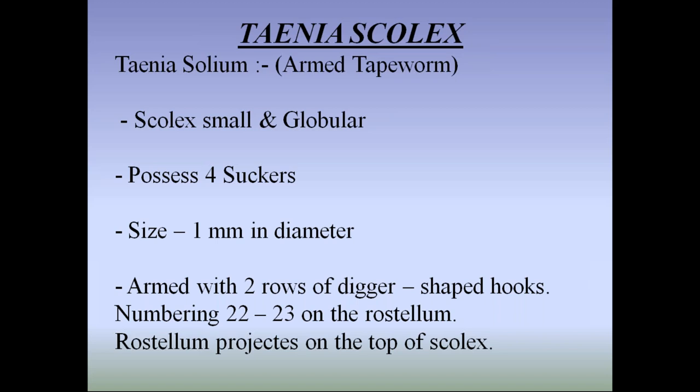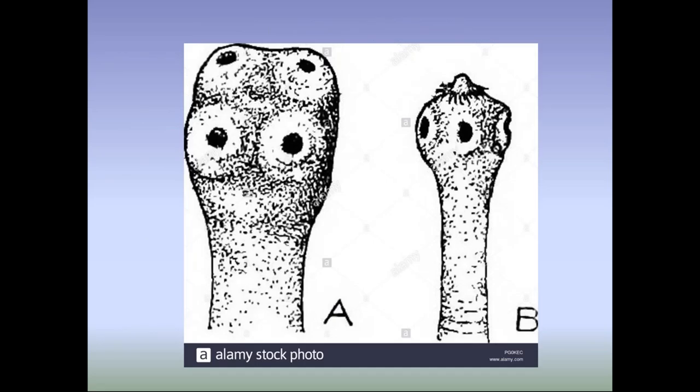Two rows of hooklets, 22 to 23, are present surrounding the surface of the head, the scolex. That is called armed tapeworm. See, it is an armed tapeworm. Four suckers, cup-like projections, are there, which attach to the small intestine.